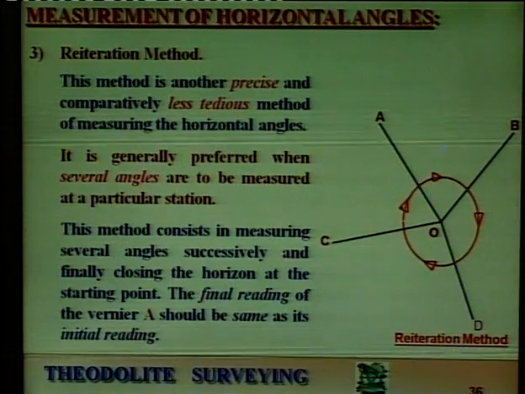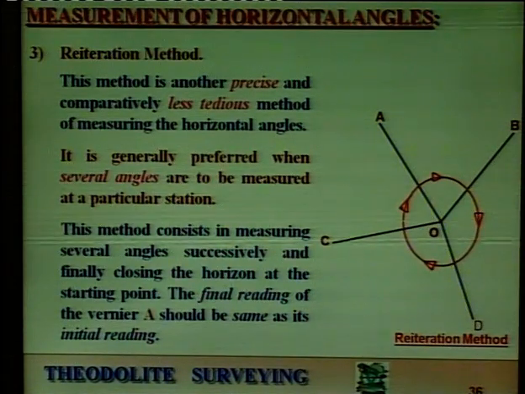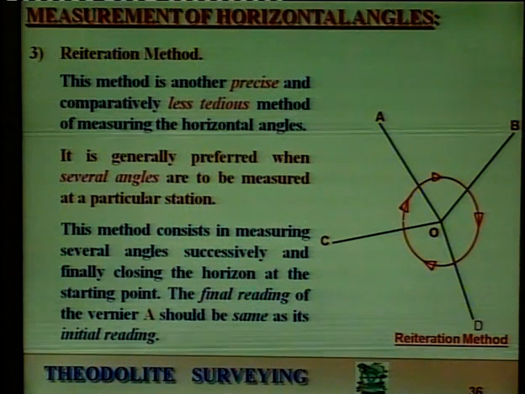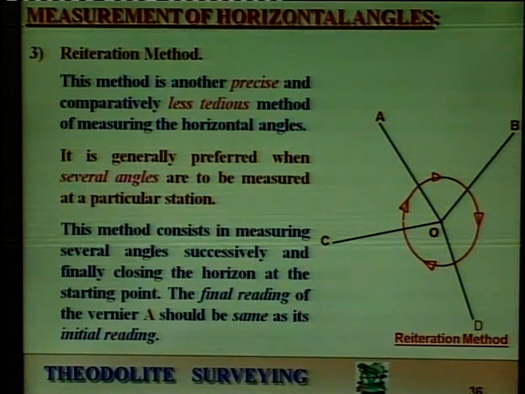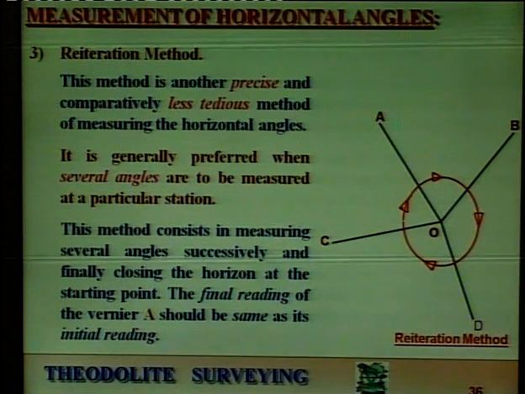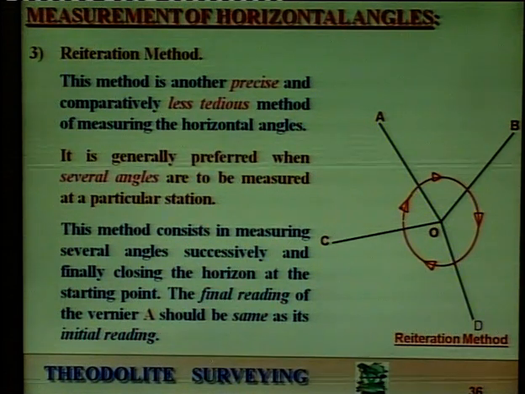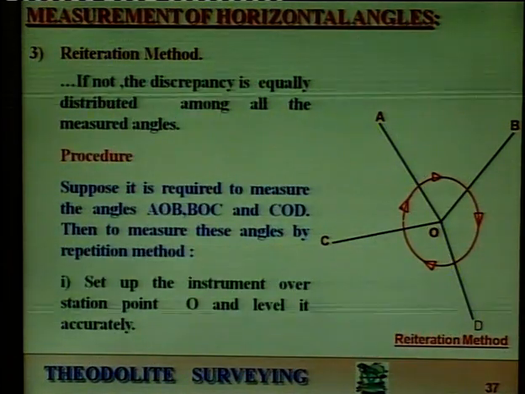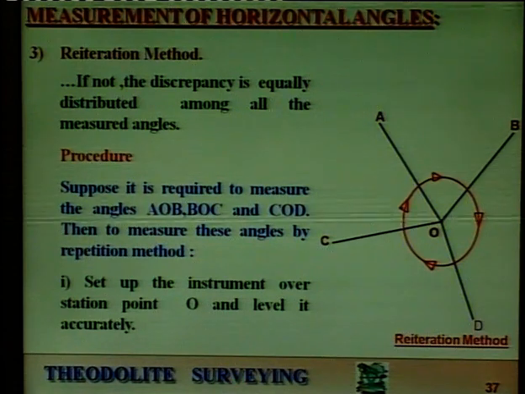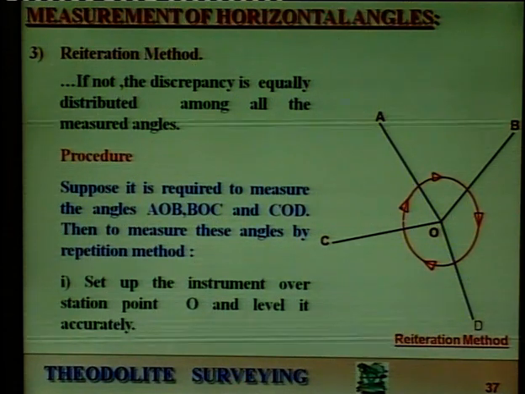This method consists in measuring several angles successively and finally closing the horizontal at the starting point. The final reading of the vernier A should be the same as its initial reading. As the initial reading was 0, when we complete one circle, the same 0 reading must be there. If not, the discrepancy is equally distributed among all the measured angles.